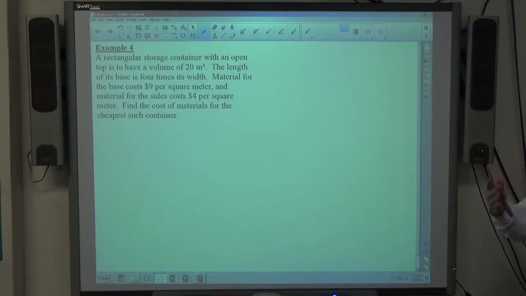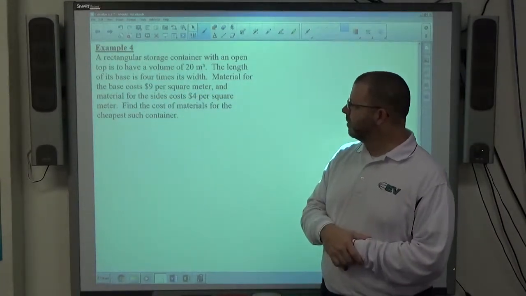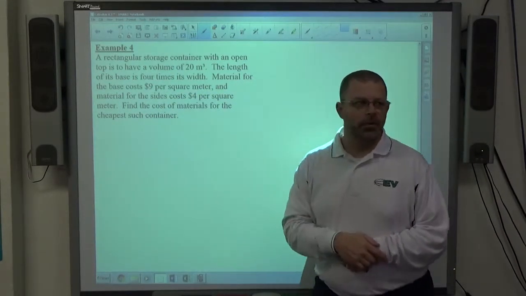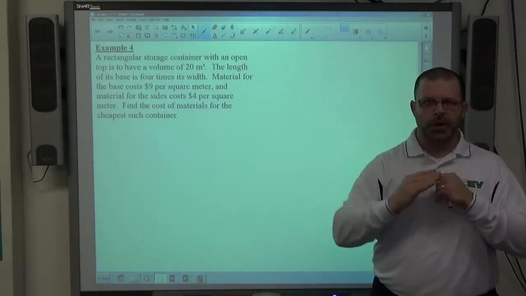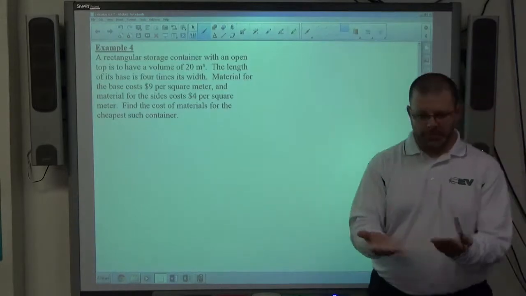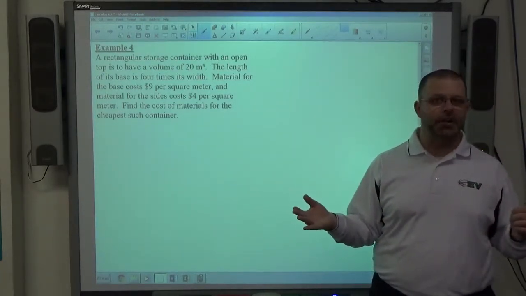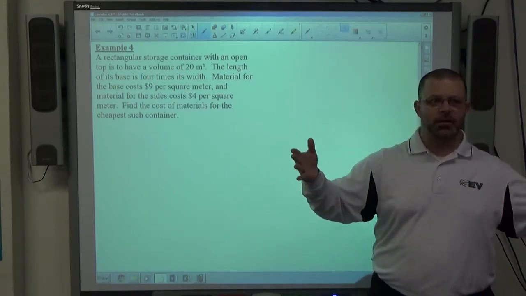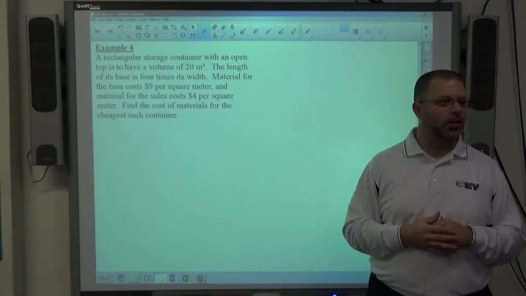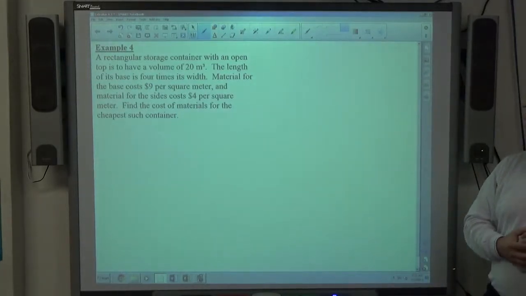Now, this is where it changes. The base materials cost $9 per square meter. The sides cost $4 per square meter. Okay, so we have 5 sides to this box. We have a bottom, we have 4 walls, right? And the bottom material is more expensive than the wall material. Maybe we're shipping something very heavy, and the bottom material has to be stronger, so it's going to cost more. The side material doesn't have to be quite as strong, so it doesn't cost as much. And our job is to find the cost of materials for the cheapest such containers.